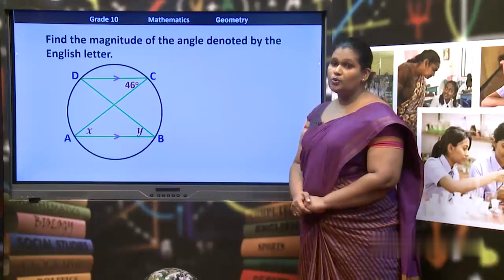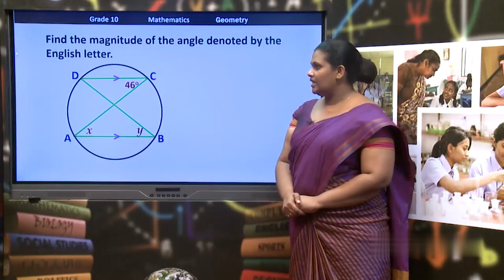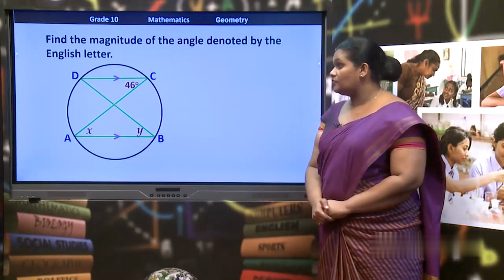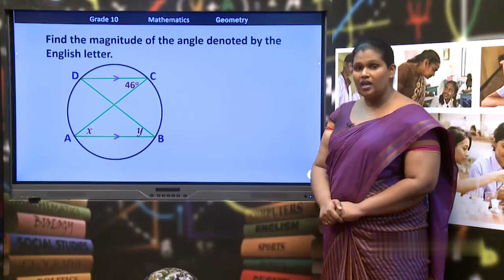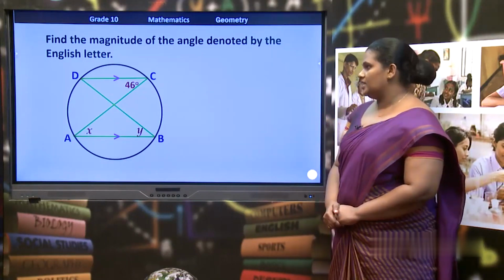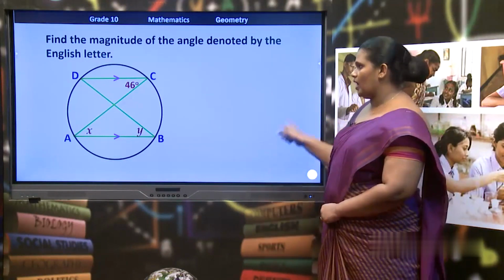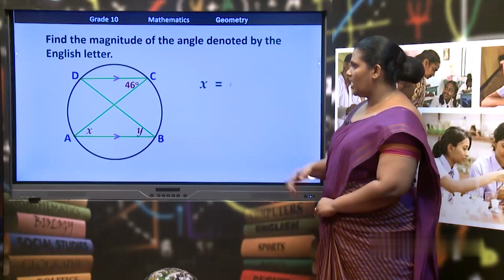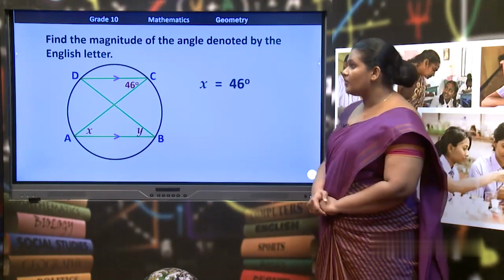Right. We will move on to another question. Here we have to find the value of x and y both. Right. So, we will take one by one. First of all, I am going to find the value of x.